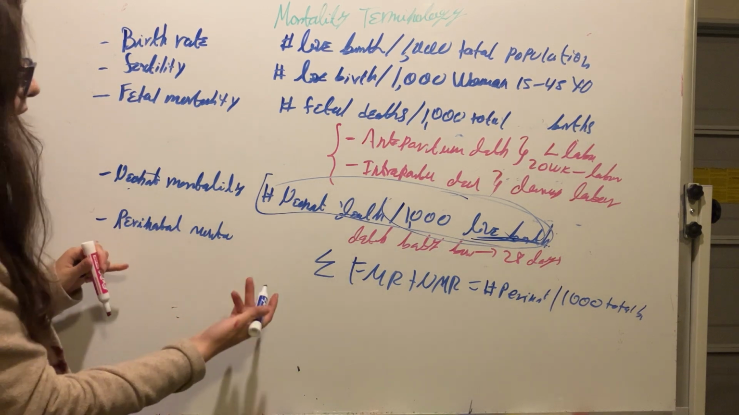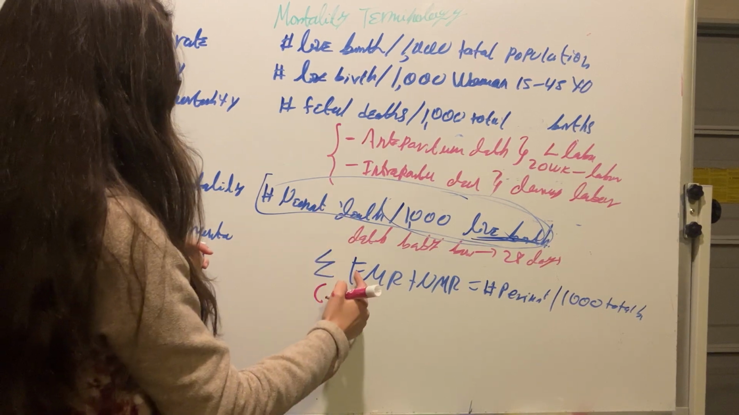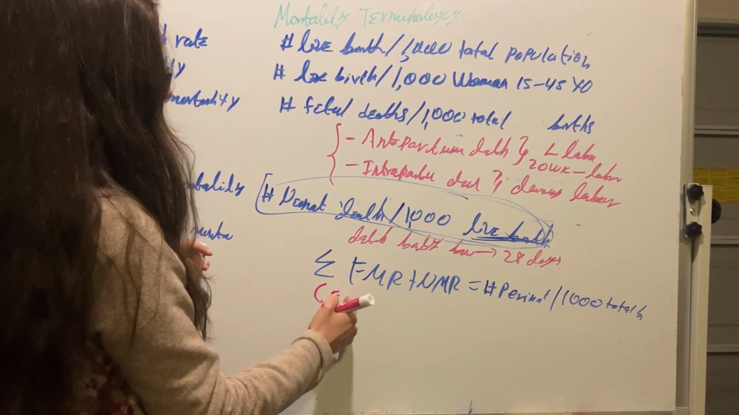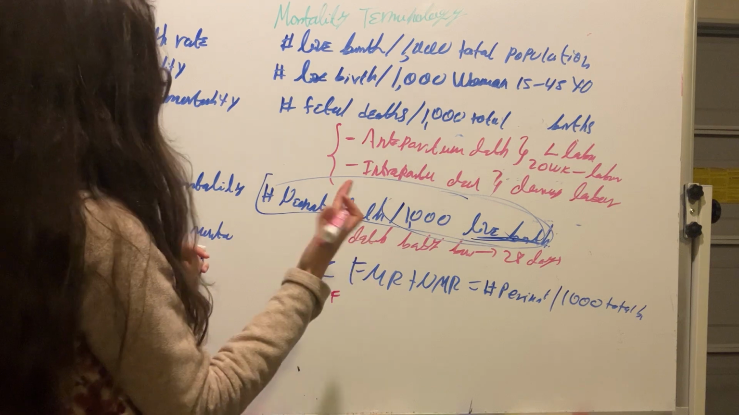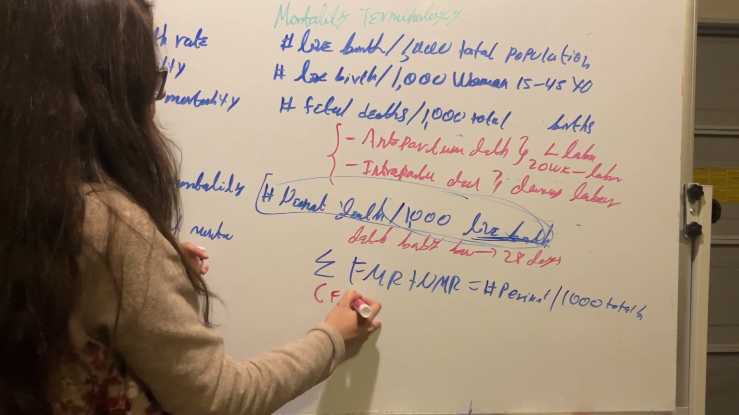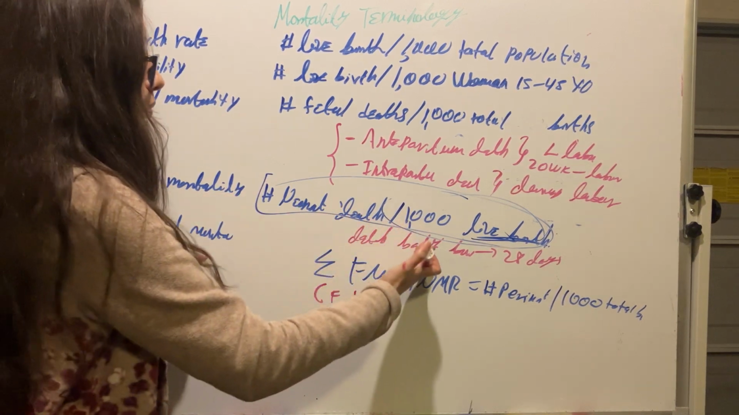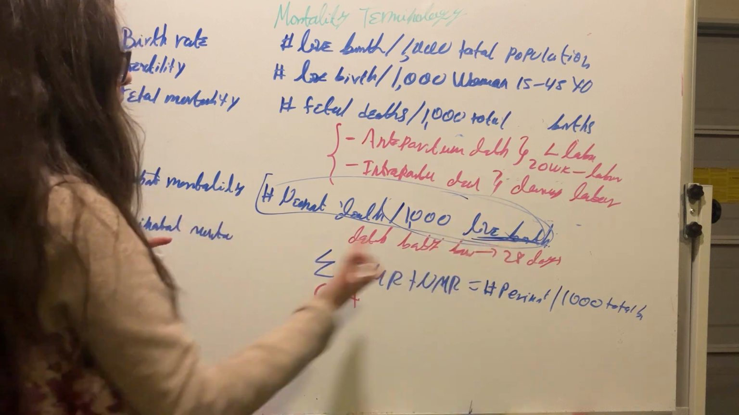Again, perinatal mortality is the sum of the fetal mortality or fetal death, which is antepartum plus intrapartum death, plus neonatal death, which is from when the baby was born up to 28 days.